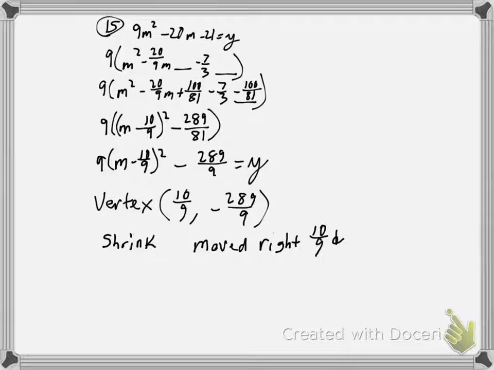Moved right 10 ninths, since it's a positive. And down 289 over 9. And that's the whole thing. It's not really any harder. It's just being able to pay attention to what those numbers are and which direction to move.